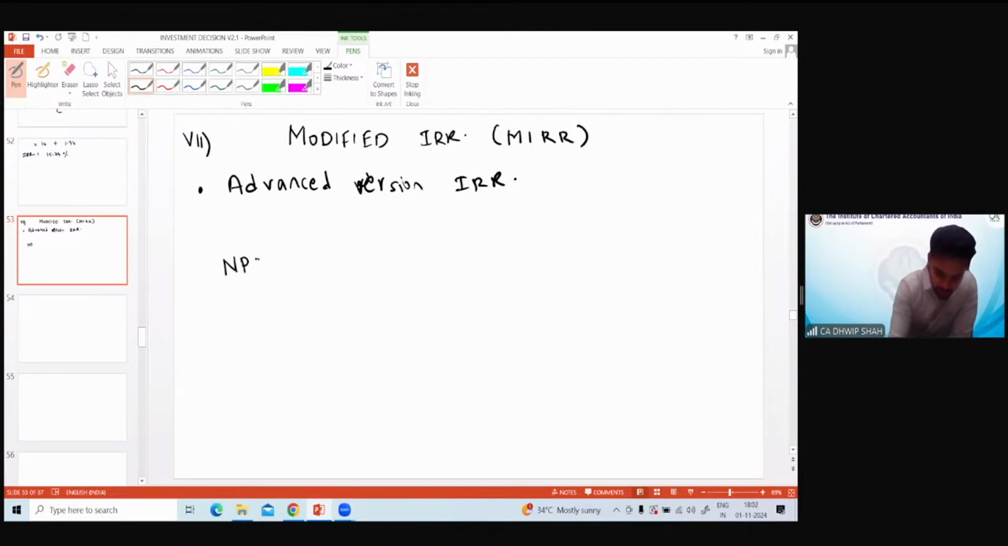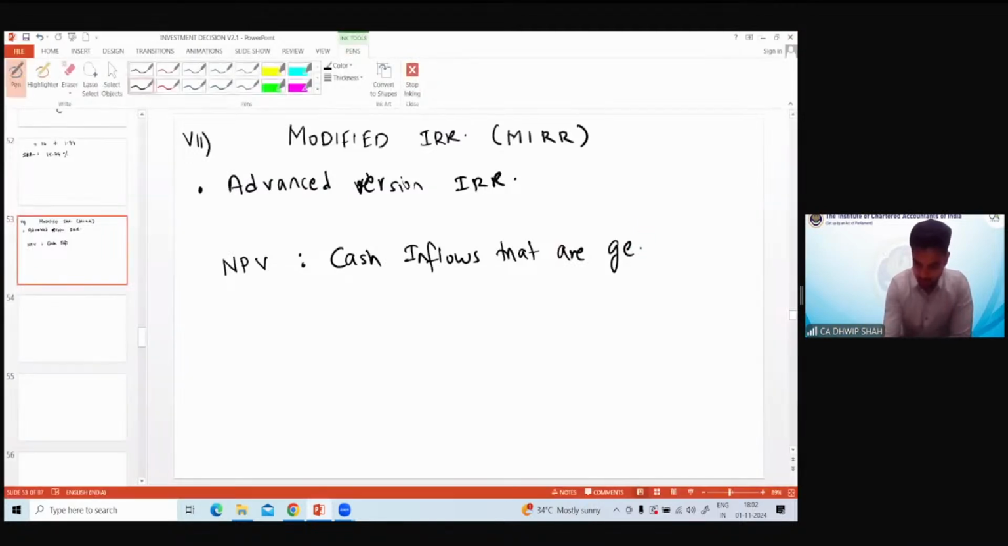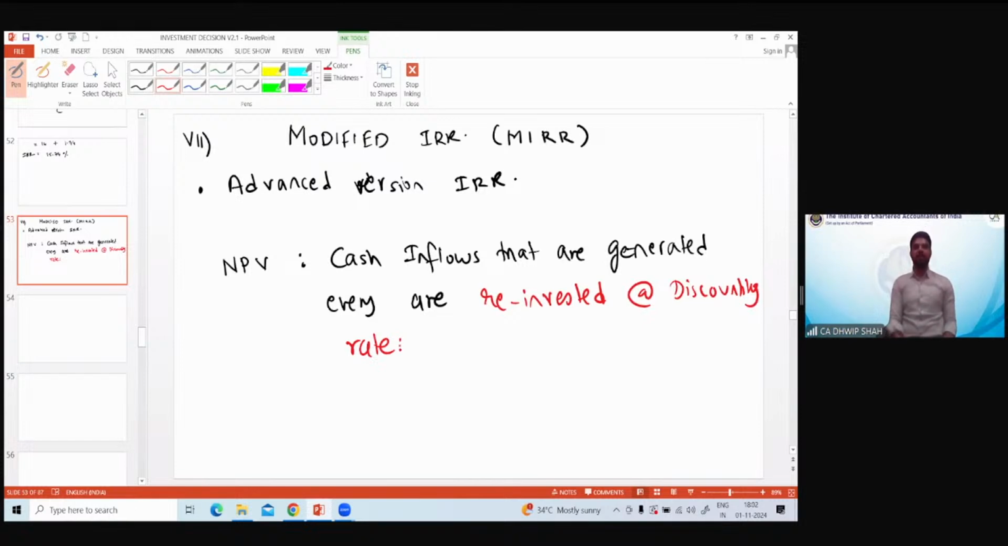What is that inbuilt assumption of NPV? The inbuilt assumption of NPV is that the cash inflows that are generated every year are reinvested at the discounting rate. This is what the NPV technique by default assumes.